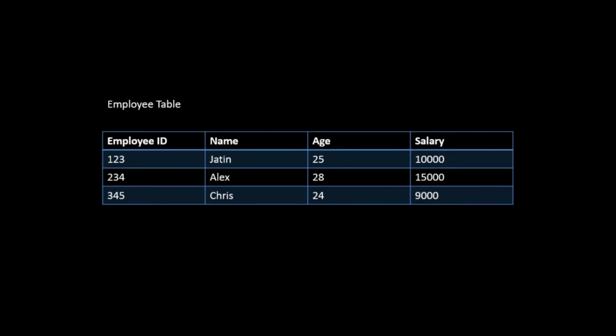Now, another way in which we can categorize the DBMS products is based on the logical structure used by the DBMS to store the data. So basically we have two types, relational DBMS and non-relational DBMS. Now first let's understand what are relational databases.